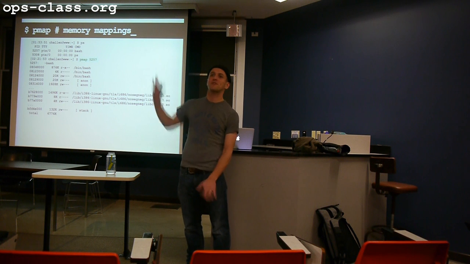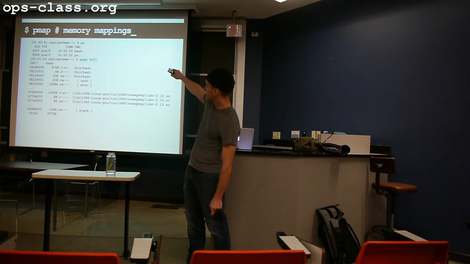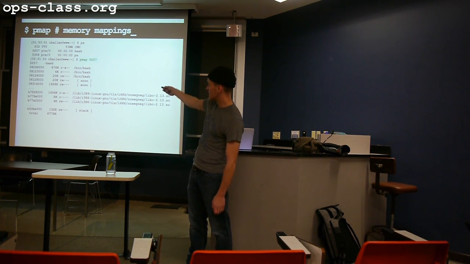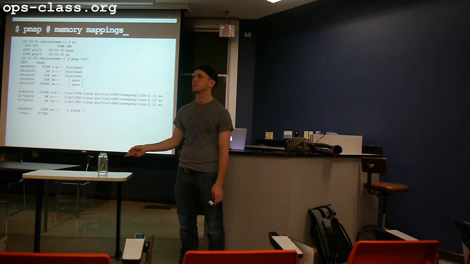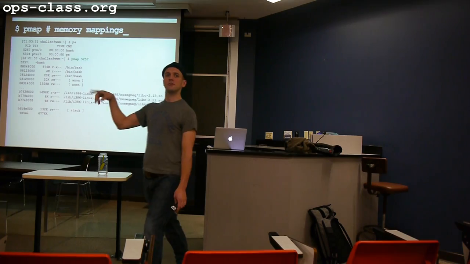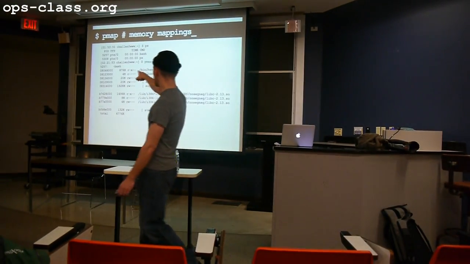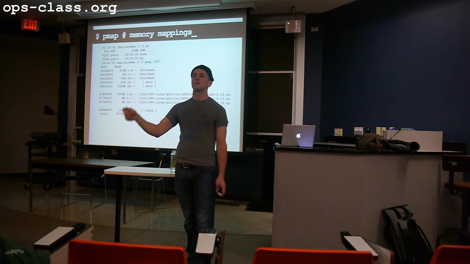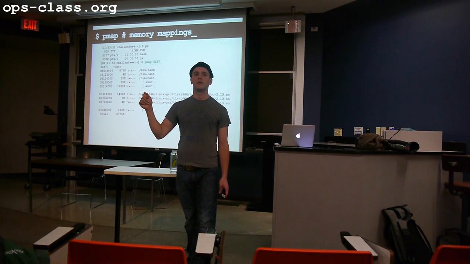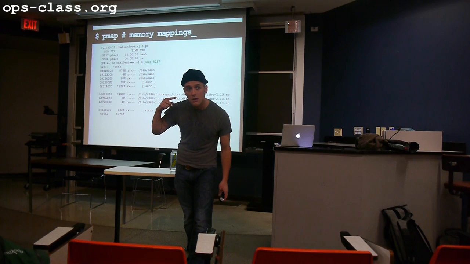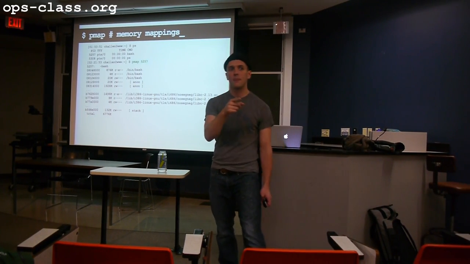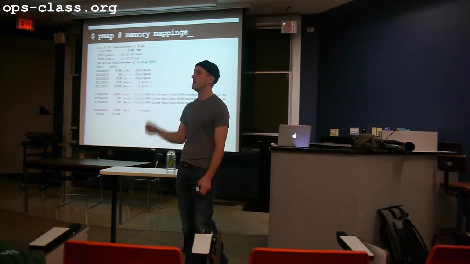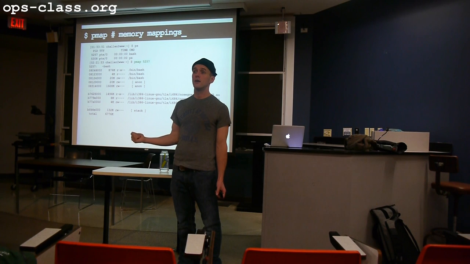Bash has its code, that's good. Now, why do you think bash actually has its code mapped three times, with different permissions? Why is that? Anybody? So the first segment is marked read and execute. What do you think that is? The one you're currently in, the actual terminal there. So that's the code. That's the immutable code. It's executable because I'm executing it, and it's read only.